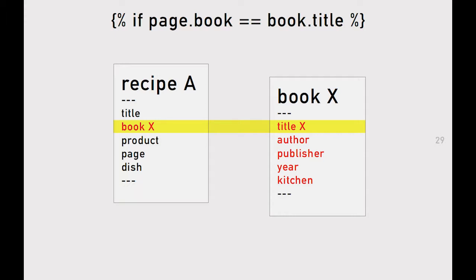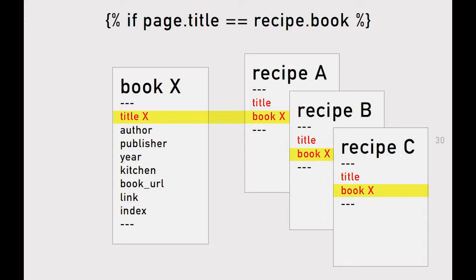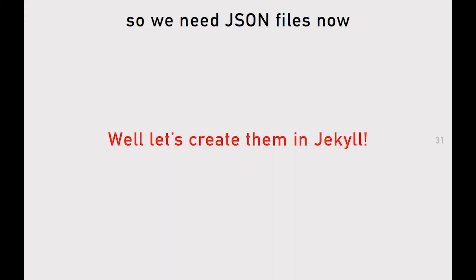So what if in Jekyll we could use this technique to create a JSON file that contains the same structure and make it available to the internet? So we need JSON files. Let's create them in Jekyll.